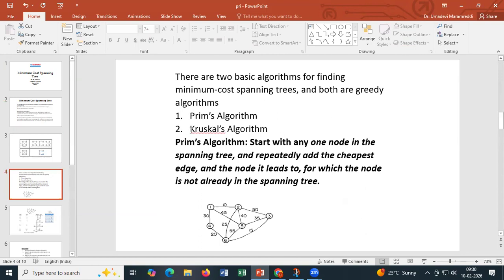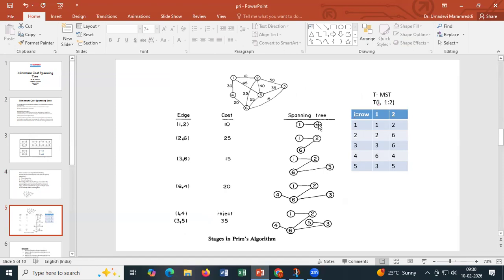One is Prim's algorithm, second one is Kruskal's algorithm. Prim's algorithm starts with a node which is having the minimum cost edge. So here these are the vertices 1 to 6. Here we have to generate a spanning tree with 6 vertices and 5 edges. If you draw a cost adjacency matrix, you can find the edge 1 to 2 is 10. You can see here edge 1 to 2 is minimum. So you select 1 to 2, 10. So here you have to find the edge which is minimum.